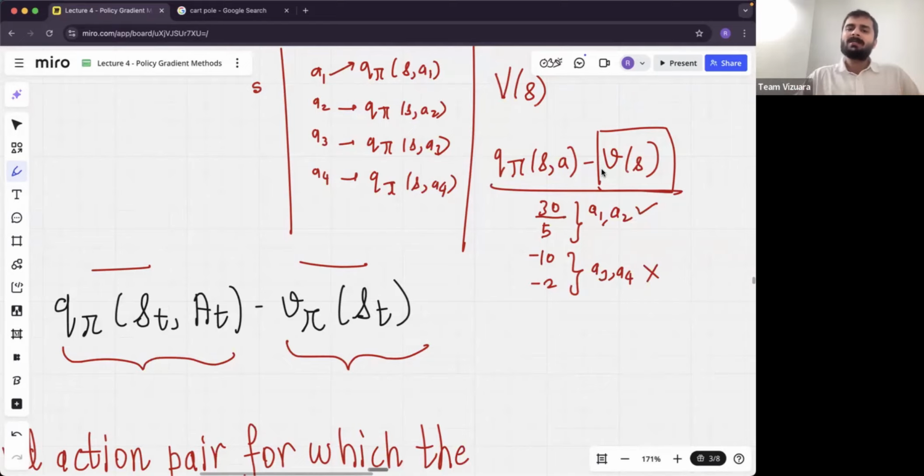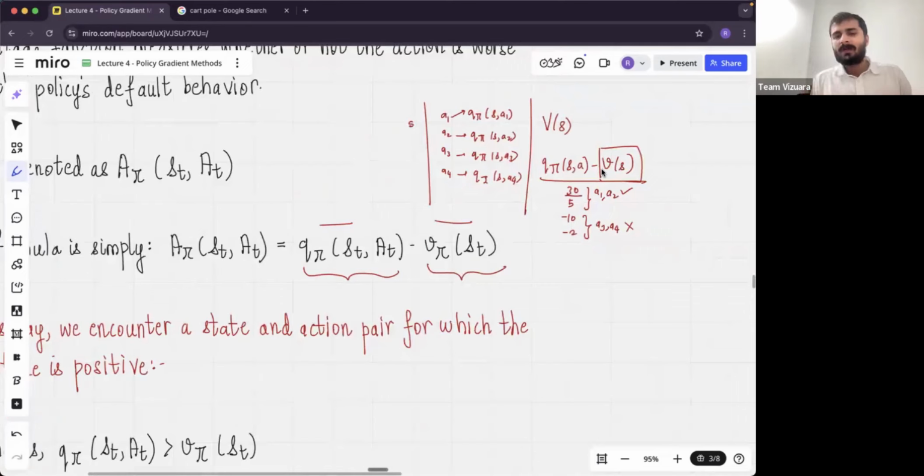But if all advantages are negative, it means that your current policy is completely optimal. So advantage also gives you a perspective on whether there is scope for improvement or your current policy itself is completely optimal or not. That's why people prefer to work with the advantage function, because instead of calculating these two values separately, you can just use a simple terminology called advantage, which also offers a nice intuition.